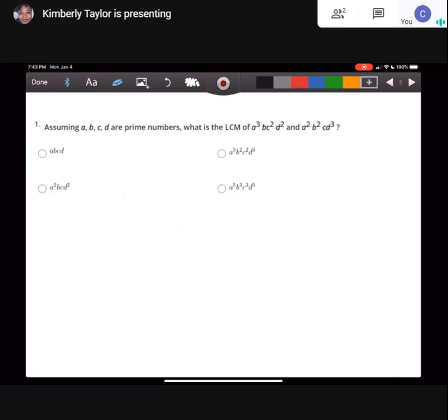So it says, assuming A, B, C, D are prime numbers, what is the LCM of A cubed, B, C squared, D squared, and A squared, B squared, C, and D cubed? Now, LCM, let's go through some of the vocabulary. LCM is the least common multiple. So let's write that down. So LCM, just to give you a little bit of background, because if you're getting your GED, you probably don't remember some of these terms.